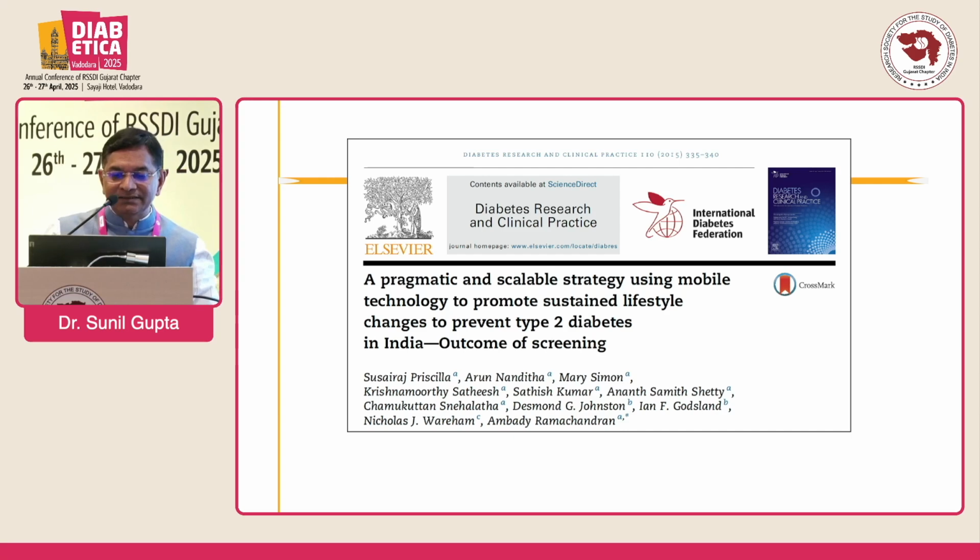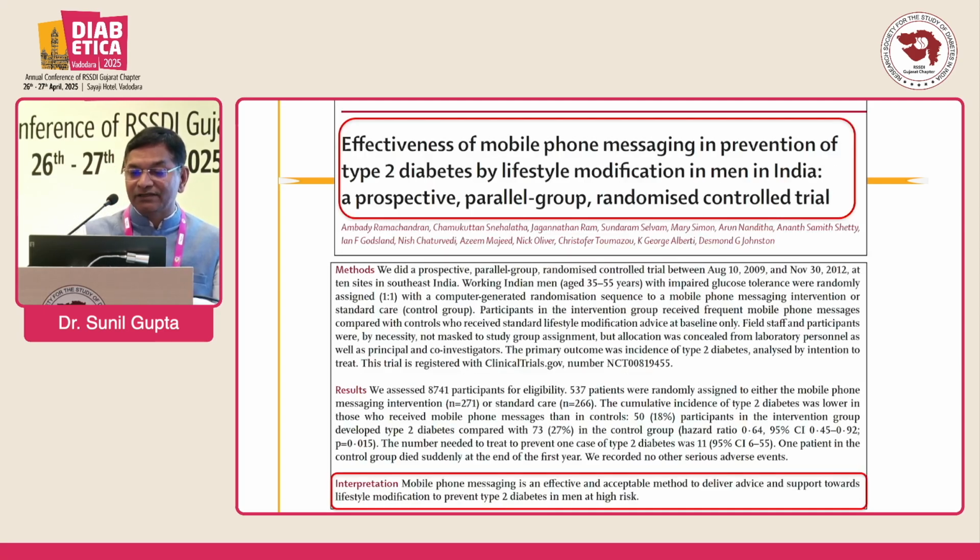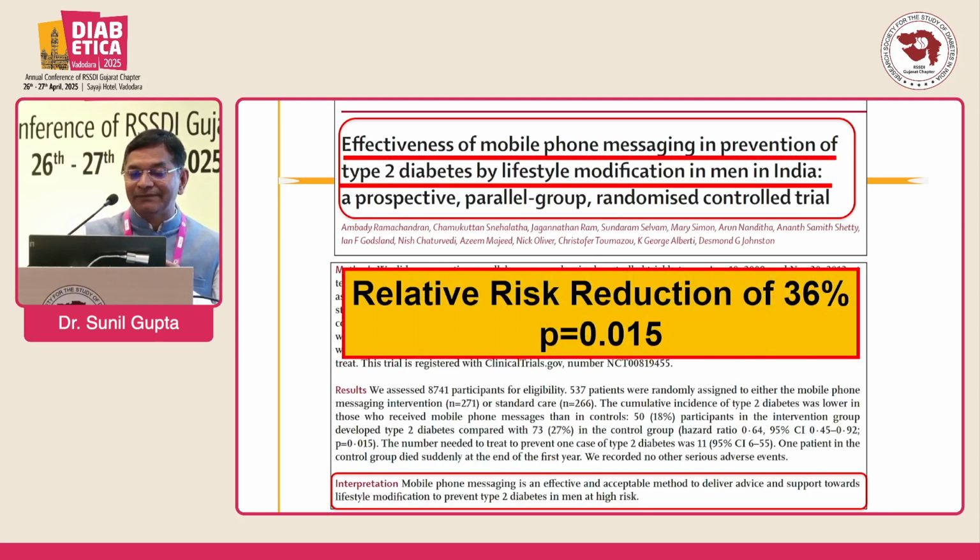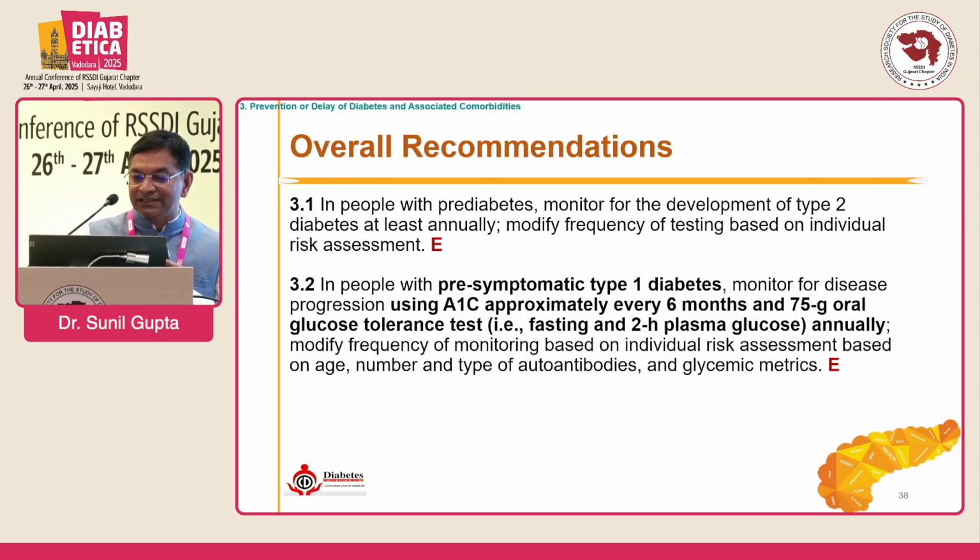Then the pragmatic trial. Now we have an era of technology, where Amit is sitting here and Rakesh and all the technology people are here in this hall. Now, do we have any role of some modern technology? Here they have used some mobile technology for having better compliance with lifestyle modification. Here again they have shown that mobile phone messaging is an effective and acceptable method to deliver advice and support towards lifestyle modification, which can also help us to prevent the development of diabetes. The relative risk reduction was almost 36%.